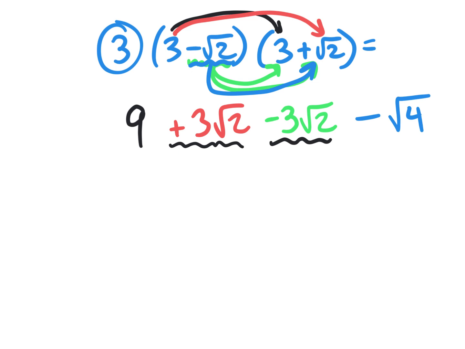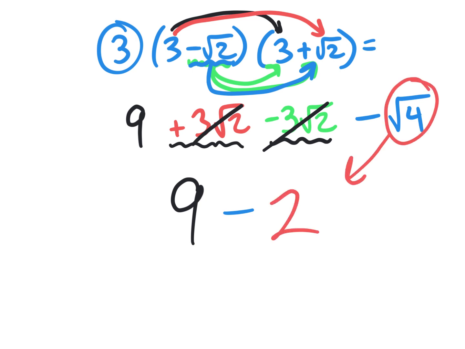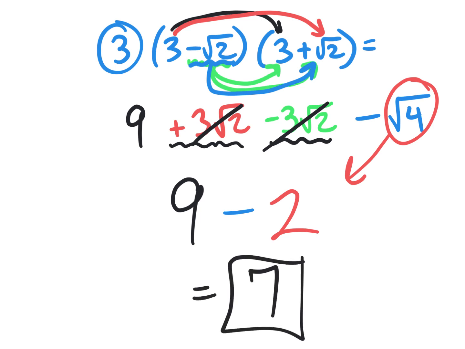This one and that one are exact opposites. What happens? They cancel out. So what do we have here? We have a 9 minus square root of 4. But what is the square root of 4? This is 2. Right? So 9 minus 2 is 7. Crazy. Believe it or not, this nasty looking problem ends up being the nice, beautiful answer 7.